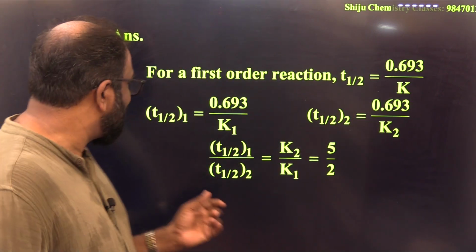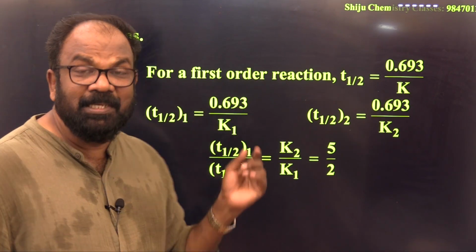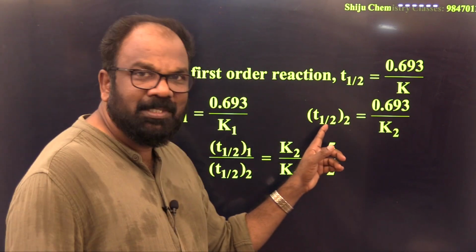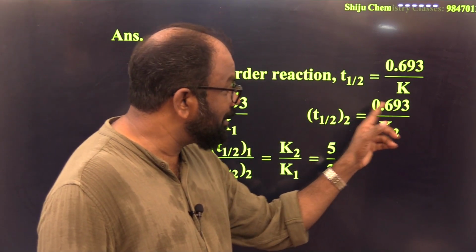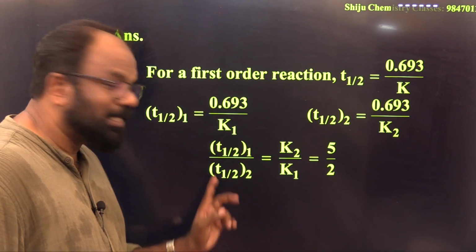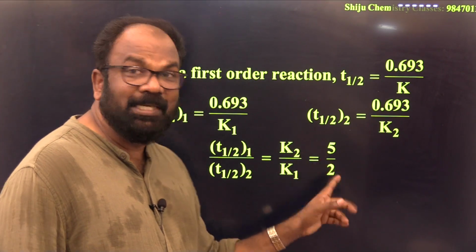Then for the first reaction, we can write T half 1 is equal to 0.693 divided by its rate constant K1. And for the second reaction, T half 2 is equal to 0.693 divided by K2. Then T half 1 divided by T half 2 is equal to K2 by K1. It is given as 5/2.